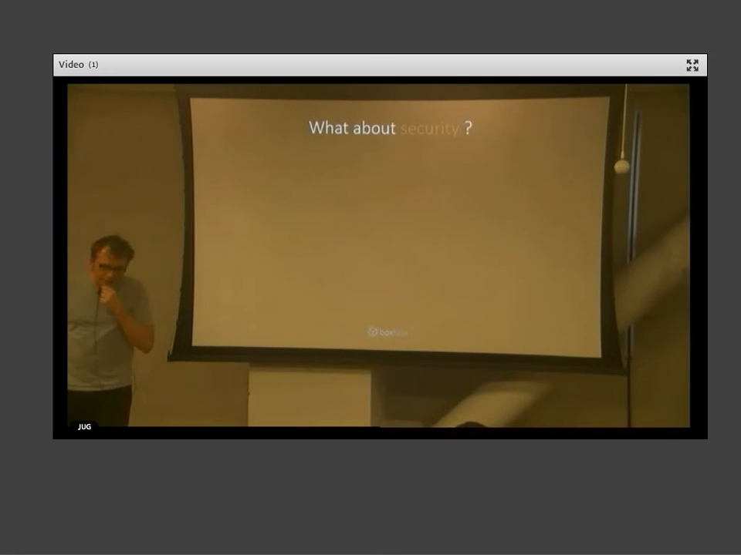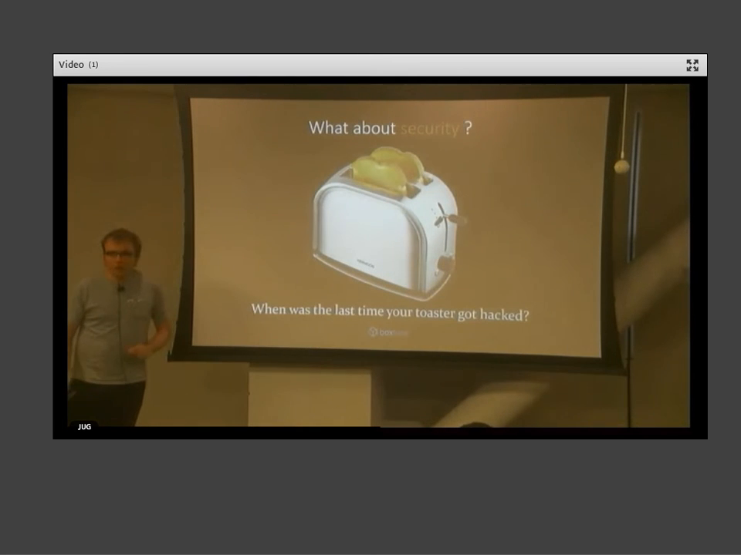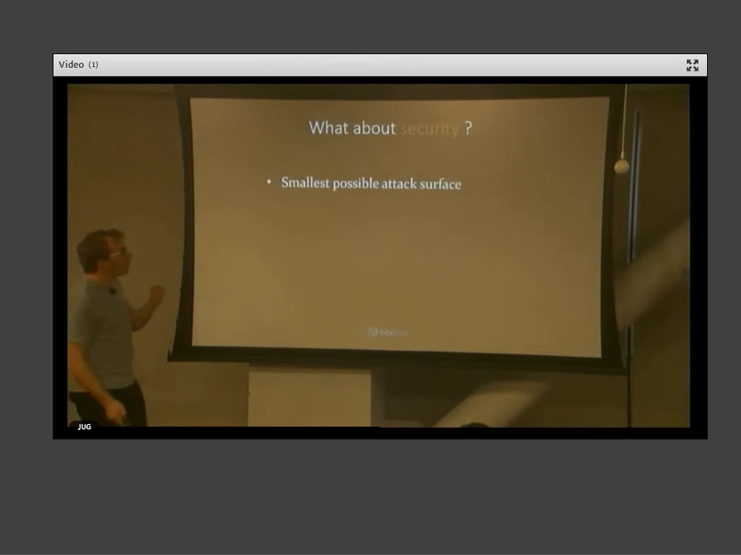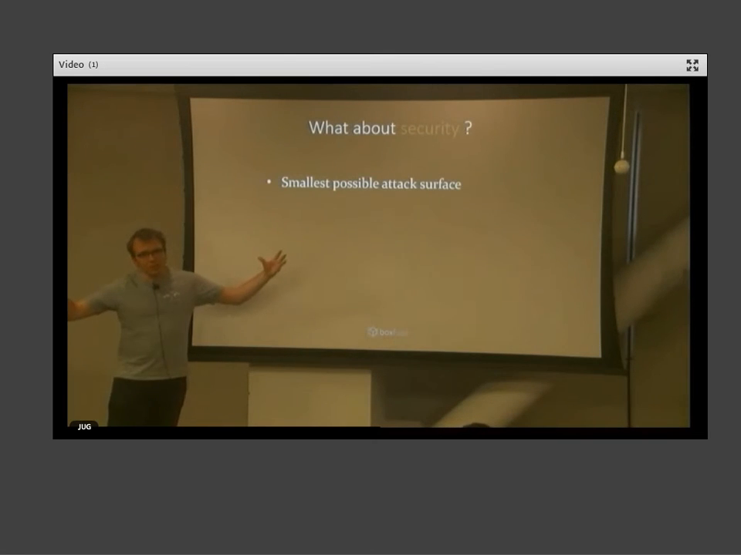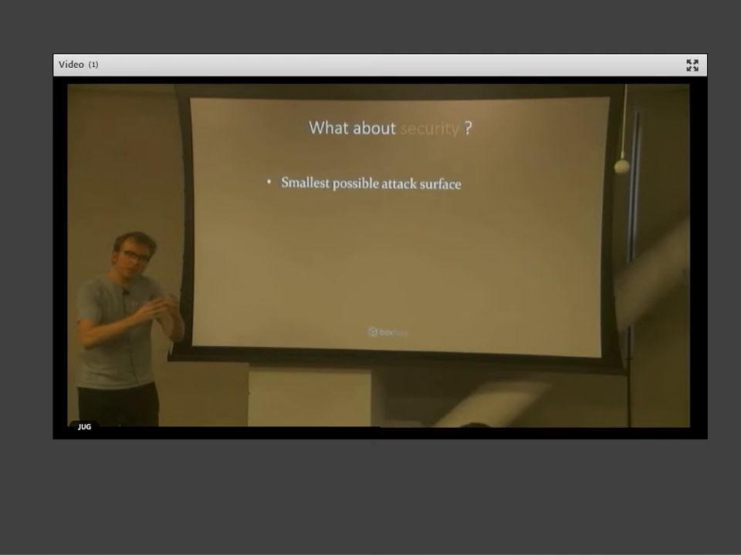So security, for me, we could phrase the question differently and ask, well, when was the last time your toaster got hacked? Because we have now a very, very different model here. We have reduced the attack surface to really the smallest possible thing that could be. But that's not the only thing.